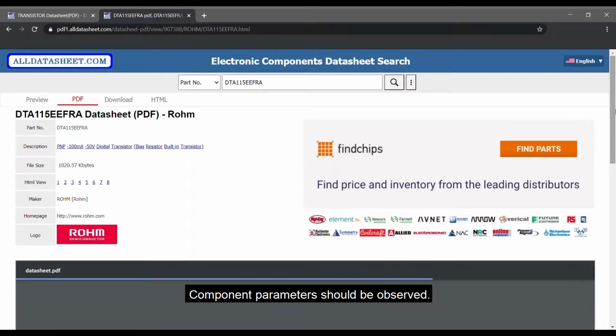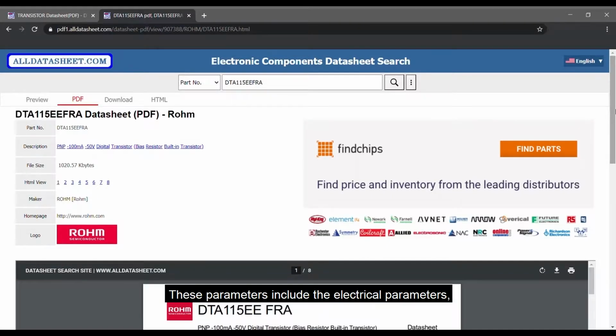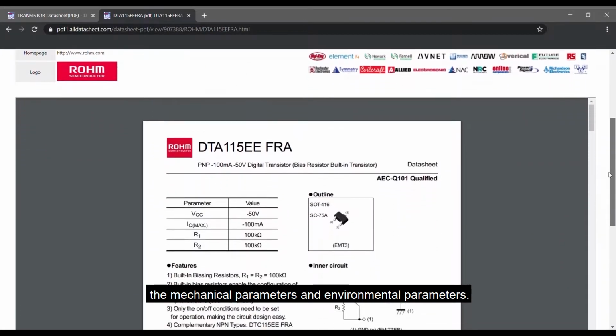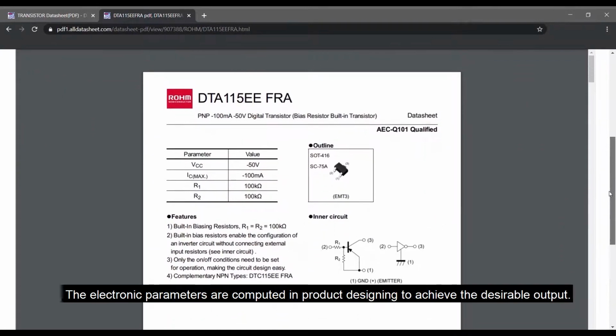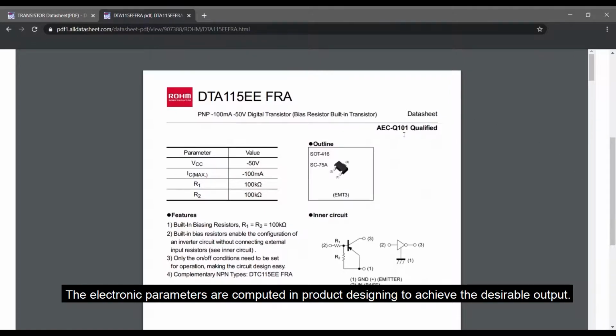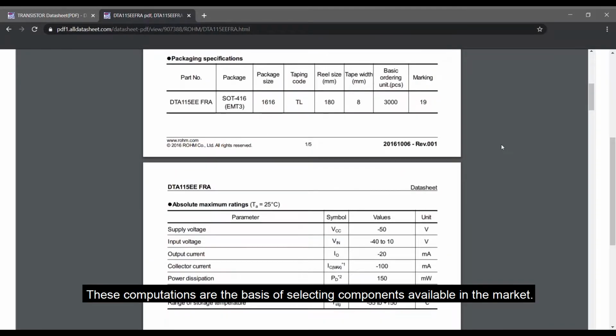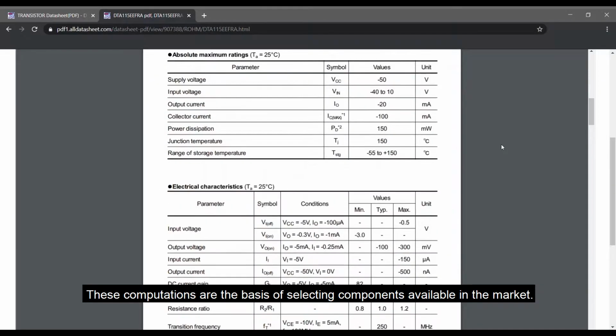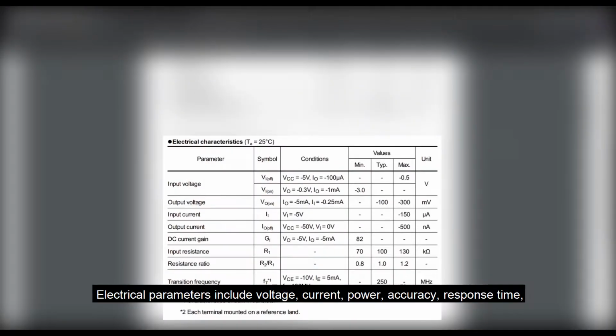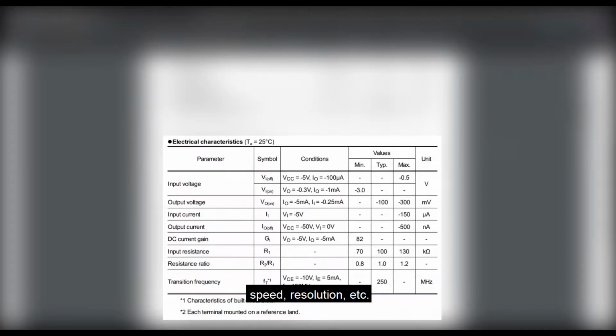Component parameters should be observed. These parameters include the electrical parameters, the mechanical parameters, and environmental parameters. The electrical parameters are computed in product designing to achieve the desirable output. These computations are the basis of selecting components available in the market. Electrical parameters include voltage, current, power, accuracy, response time, speed, resolution, etc.